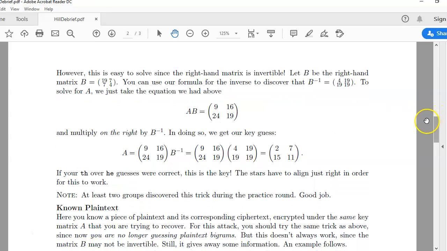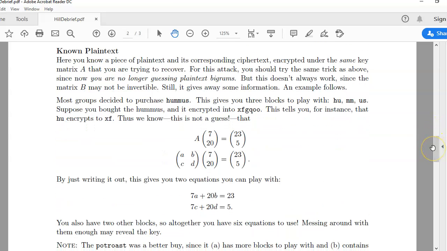So this will work if your TH over HE guesses were correct. If either one of these is wrong, this will not work. So the stars have to align just right in order for this kind of attack to work. I want to point out that at least 2 groups figured this out during the practice round. So that's a good job. If your Lab 2 plain text did not have TH over HE, then this wasn't going to work.